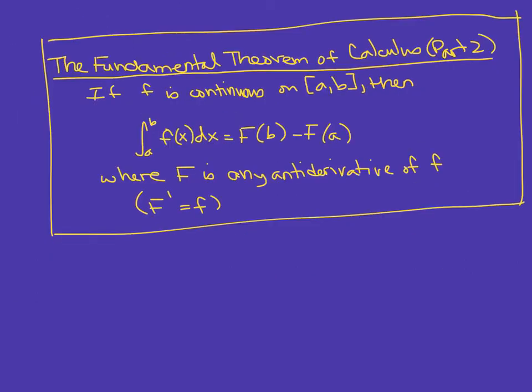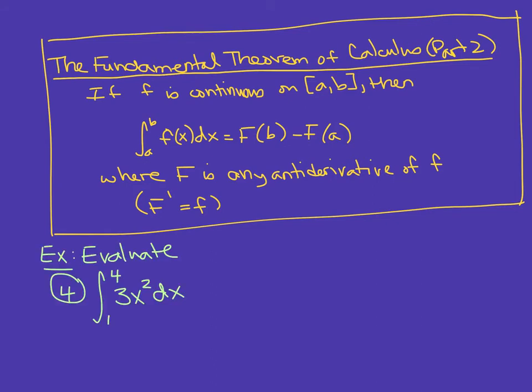So part 2 of the fundamental theorem of calculus is going to be used a lot. It shows us how to evaluate definite integrals. It's a lot faster than using Riemann sums. It's a lot faster than finding the area under the curve using geometry. So what we're going to do is we're going to look at our function, take the antiderivative, and then we're going to evaluate it at those two upper and lower values and then subtract them. So let's go ahead and do some examples.